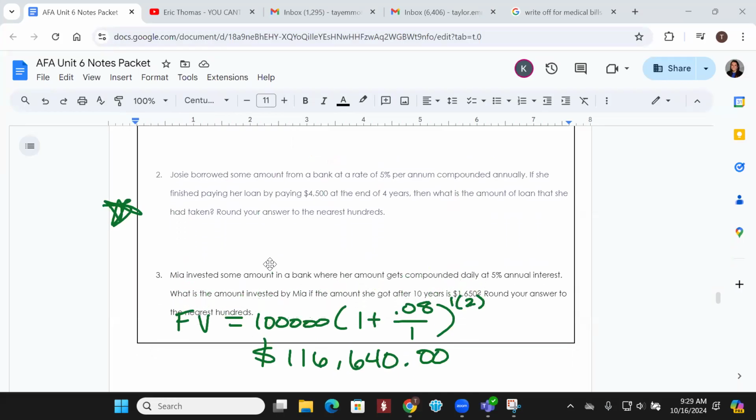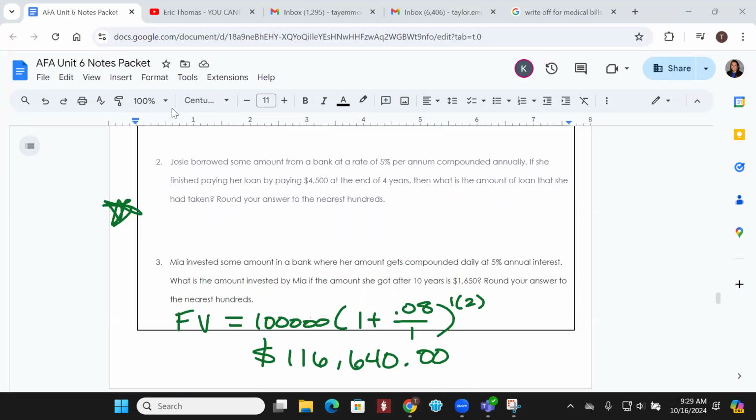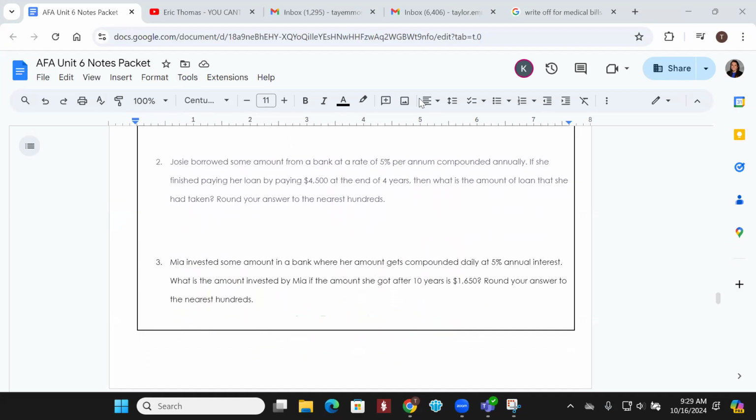Let's say that Josie borrowed some amount from a bank at a rate of 5% per, I'm going to mess up this word, annum. This is just annual. That's just a different way to write it. Compounded annually. If she finished paying her loan by paying $4,500 at the end of 4 years, then what is the amount of the loan that she had taken? Round your answer to the nearest hundreds.